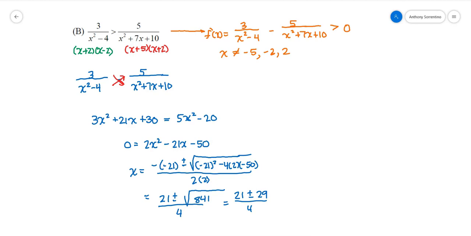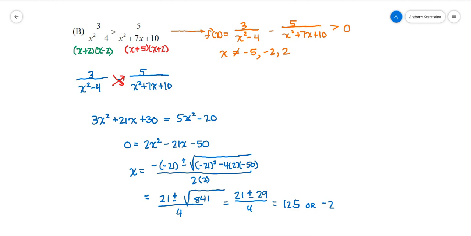21 plus 29 is 50. 50 divided by 4 is 12.5. I'll write it as a decimal since it's a terminating decimal. I'm not losing anything by writing it that way. Or 21 minus 29 is a negative 8. Negative 8 over 4 is a negative 2.